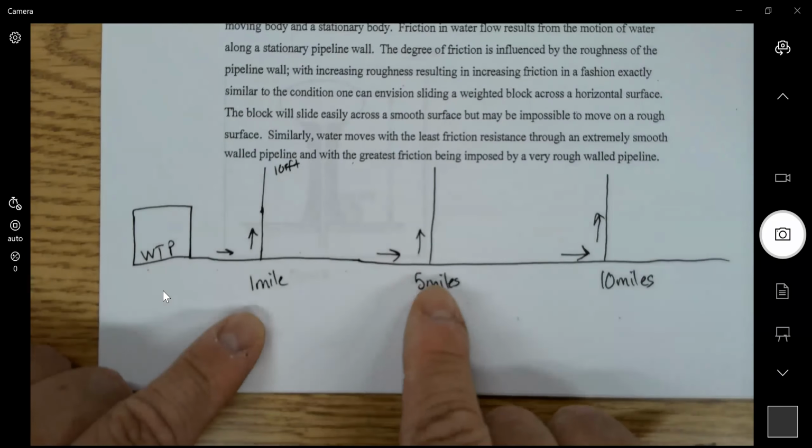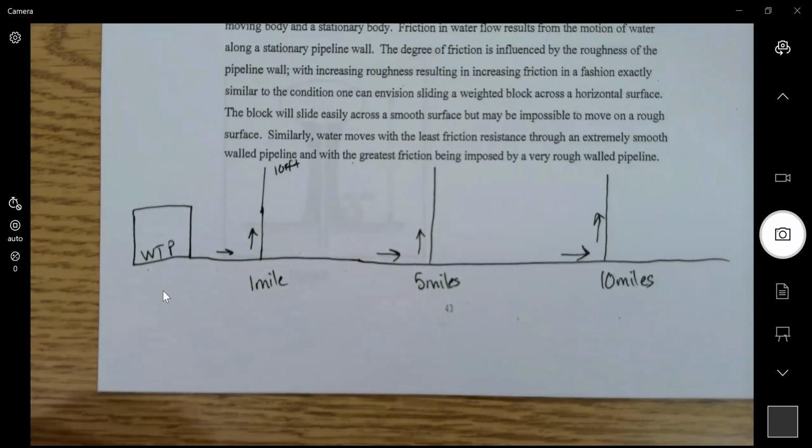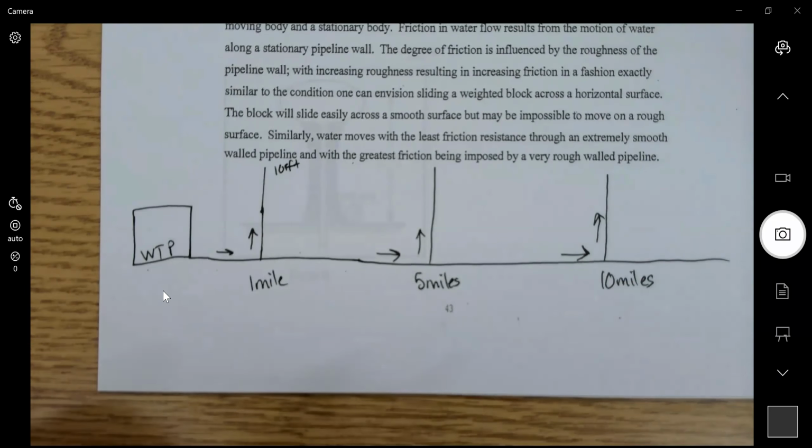So my question is, at 1, 5, or 10 miles, where will the water be the highest? Remember, these water towers go forever. There are no booster stations and there is no backflow. So the water goes left to right. Where will the water be the highest? Would it be 1 mile, 5 miles, or 10 miles? Depending upon who you ask, you're going to get a different answer, right?